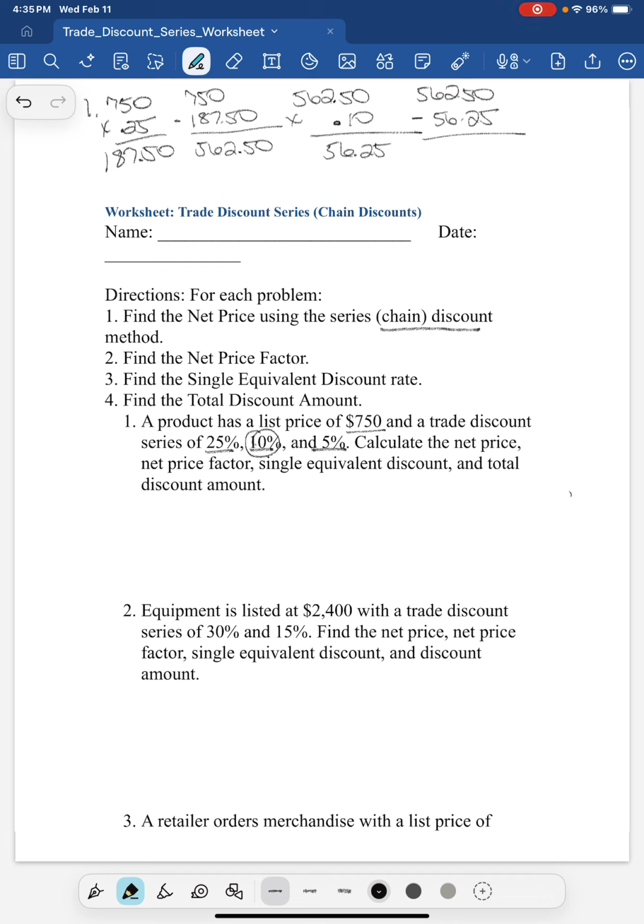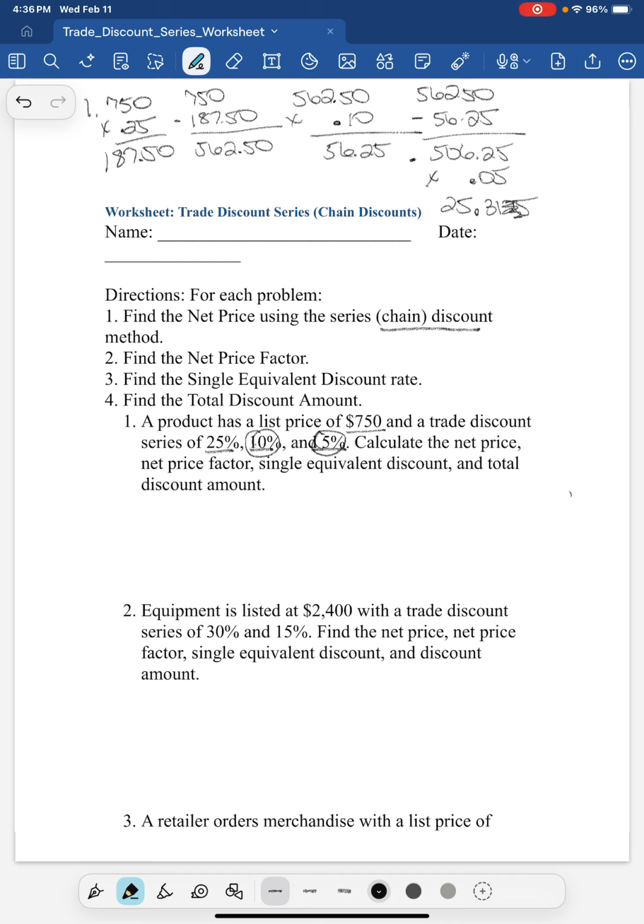Because if it's in a series, you can't just add up the amounts of the discount and come up with the right thing. That's just not how it works. So you subtract that out and you get $506.25. Then you take the $506.25 and multiply it by the next in the series, 0.05, and we get 25.3125, which we're just going to make 25.31.